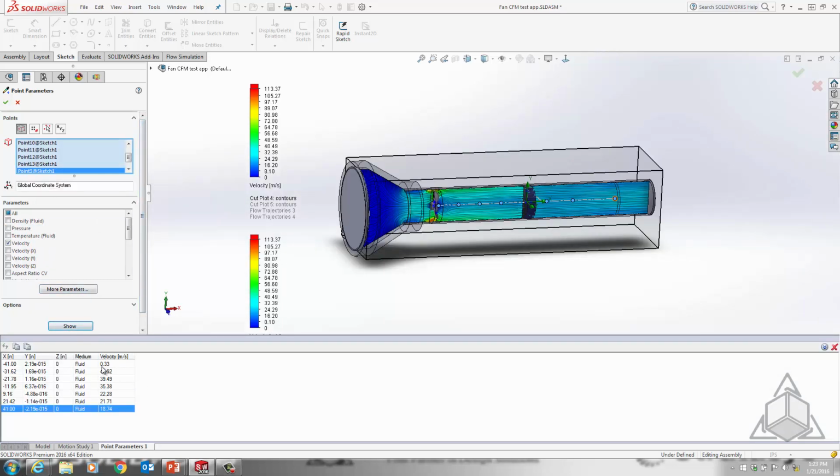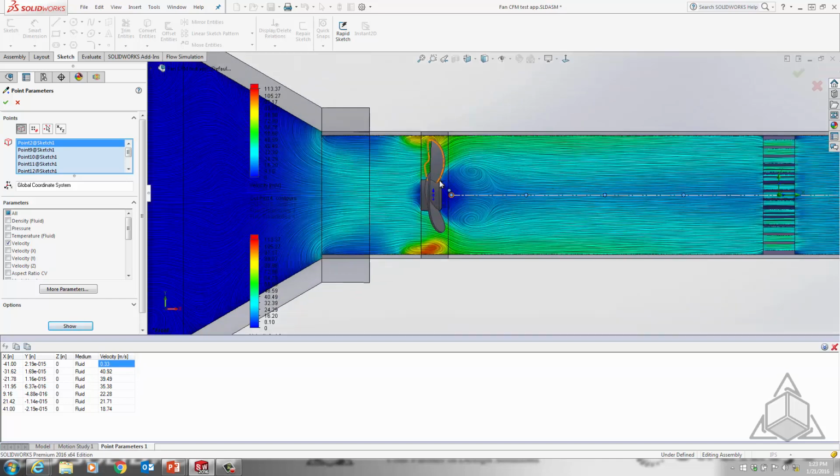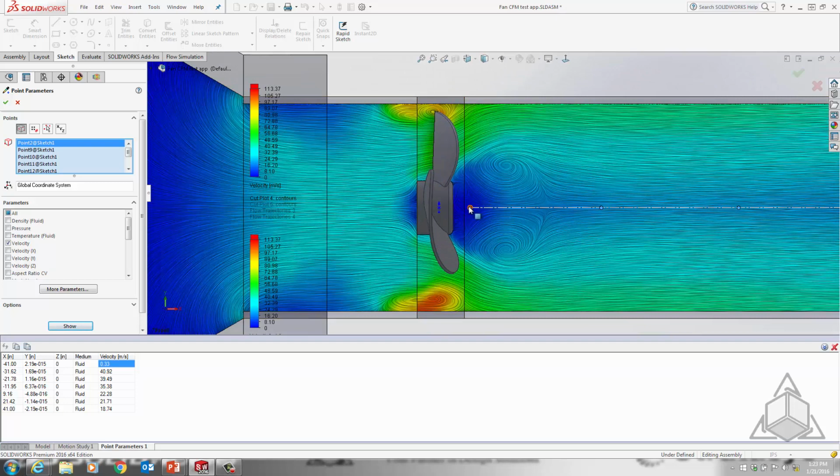Okay, so this shows me all the different velocities. Now this first velocity right here is almost zero. Kind of makes sense, right? If you look at it clearly, that point right in the middle of that fan is a dead zone. So the air blows this way and this way. So that area right there doesn't actually get much air.